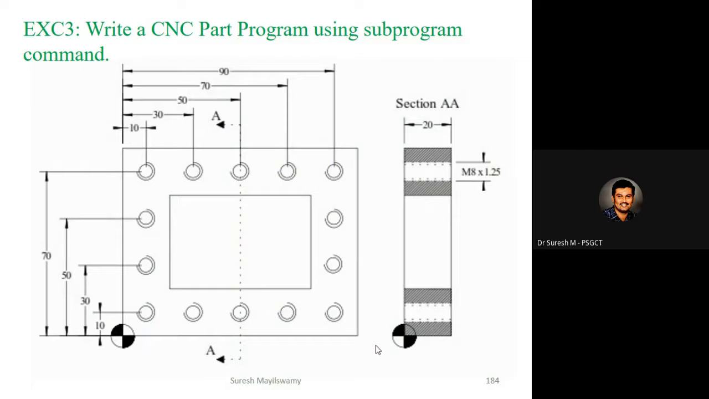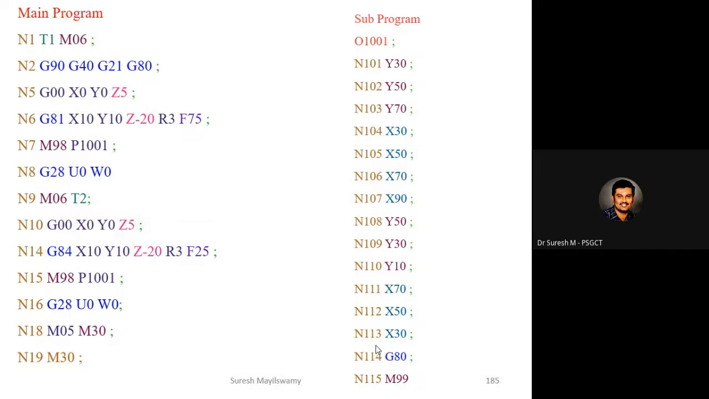So here there is a CNC part program using subprogram. Based on the geometry, we can use the main program, and then we will call the subprogram with M98, and then in the last line of the subprogram, M99. So it will call this program and run it, and then return to the main program. After changing the tool, again we will call this program and then return to the main program. The hole position dimension is mentioned in this subprogram.